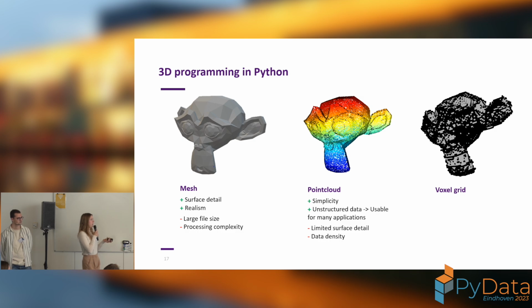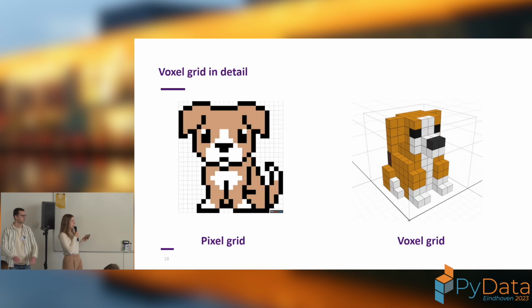Lastly, we have a voxel grid, and it looks really ugly right now, but that's why I have a better example. You can think of a voxel grid the same as a pixel grid if you were to work with images. So that looks like this. If you have an image of a dog and you make that a pixel grid, it would look like the thing on the left. If you want to do it in 3D, you just add another dimension and you get a voxel grid.